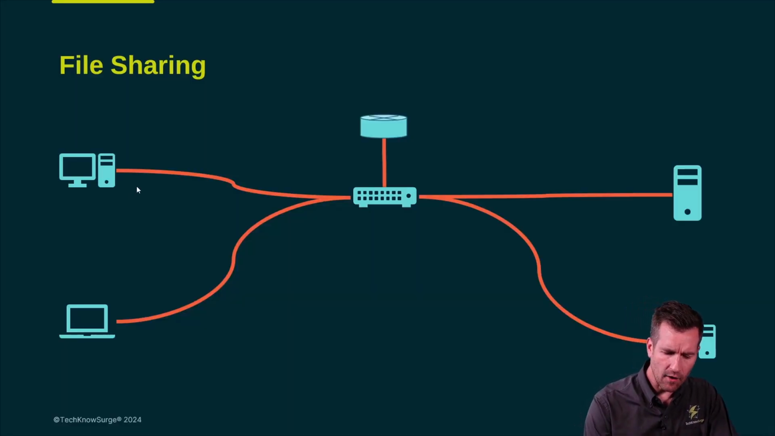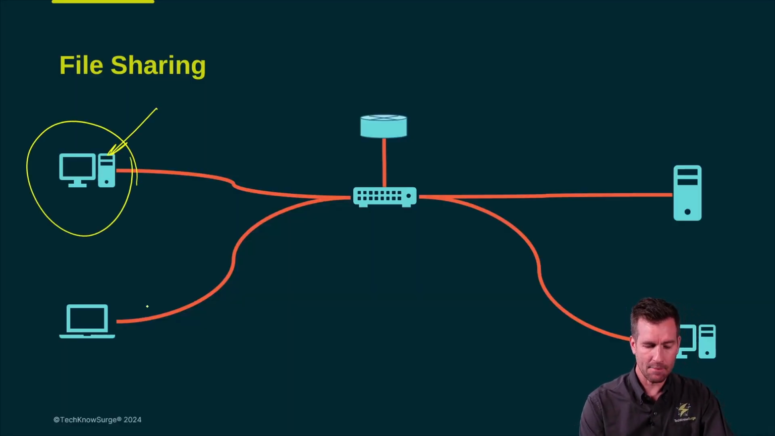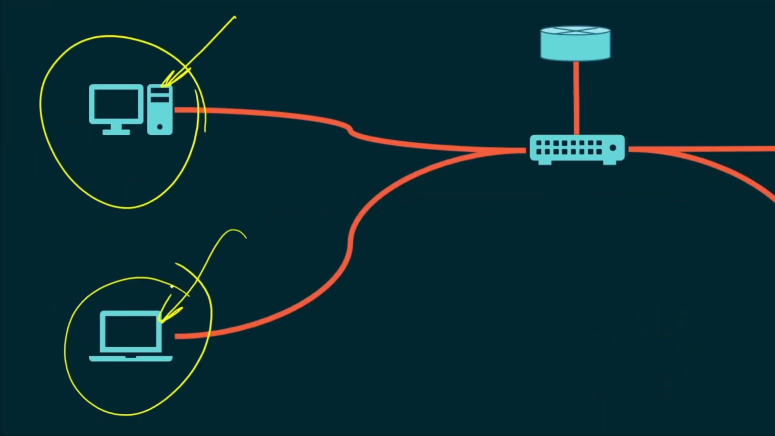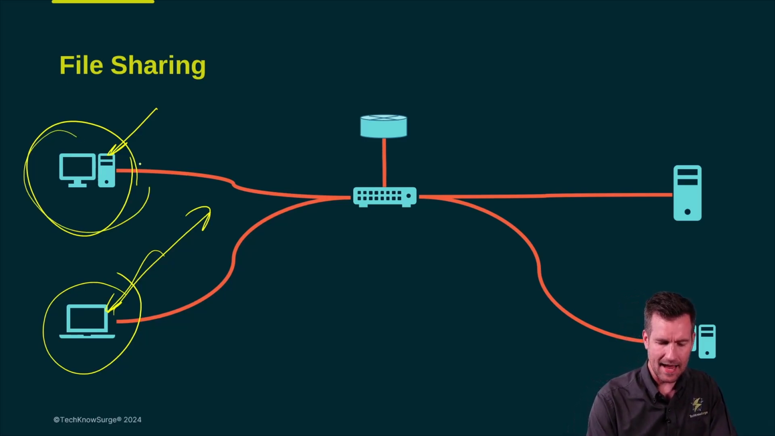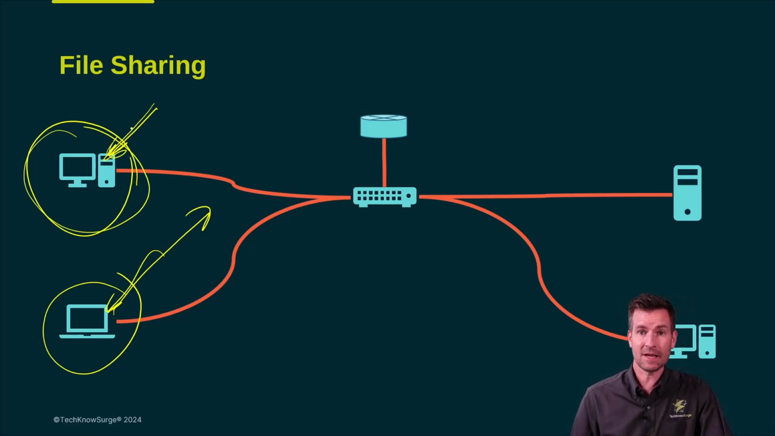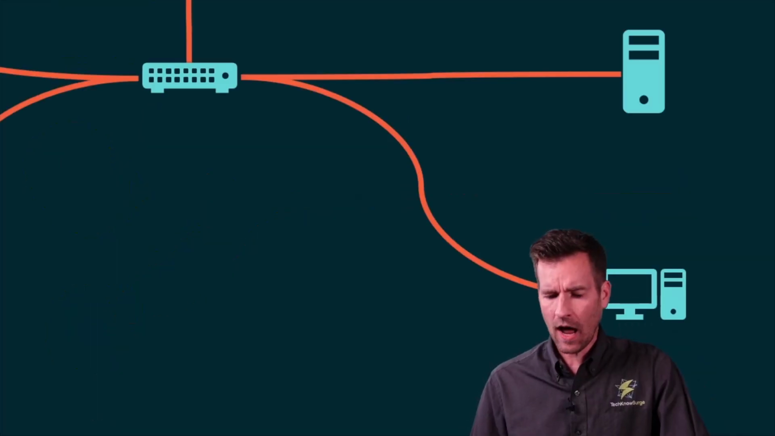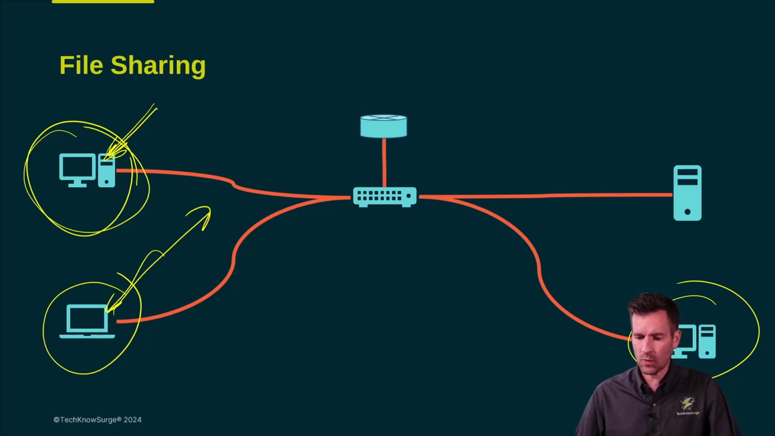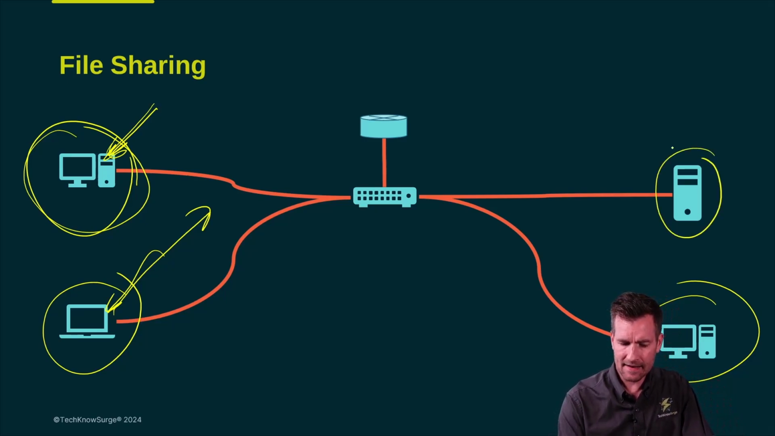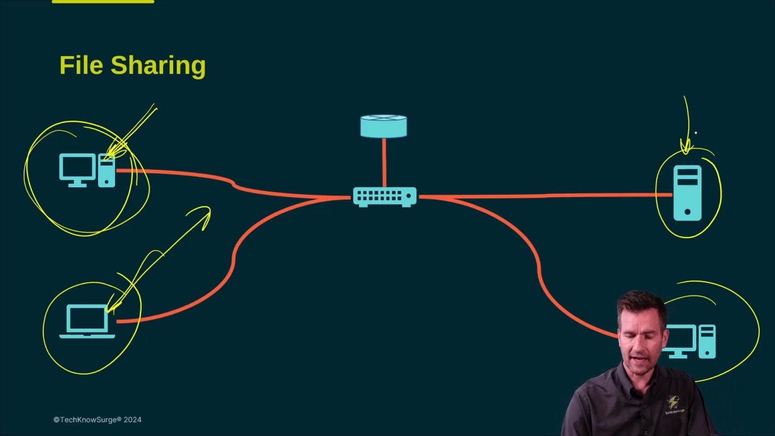When we share out a file from a desktop or maybe a laptop, the problem is, let's say that laptop goes somewhere else. Now you don't have access to those files. Same thing with a desktop. Let's say we shut down the desktop because we're done using it. Now other devices on the network don't have access to it. So there may be times when we want to set up a dedicated file server that does file sharing.